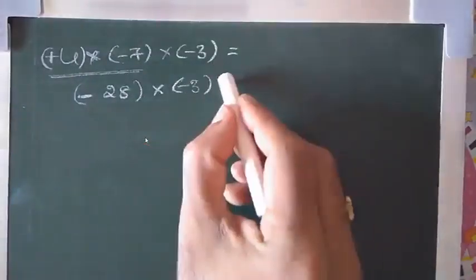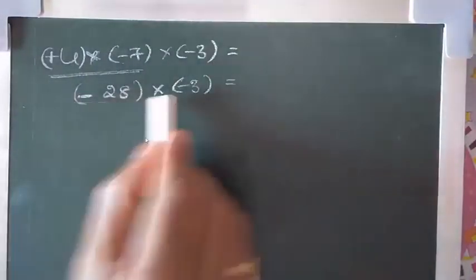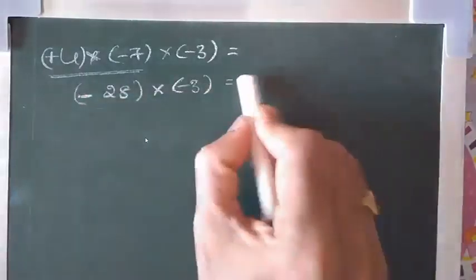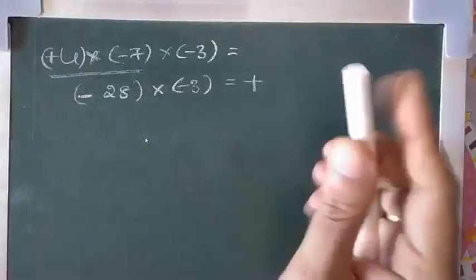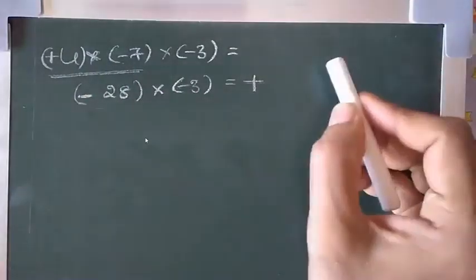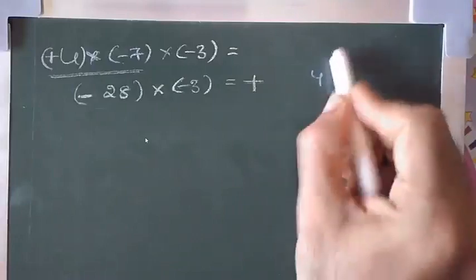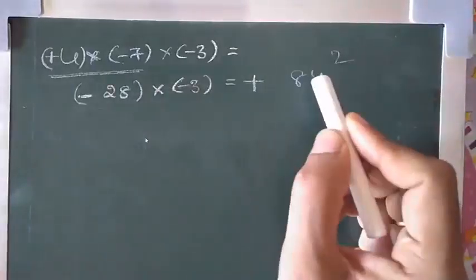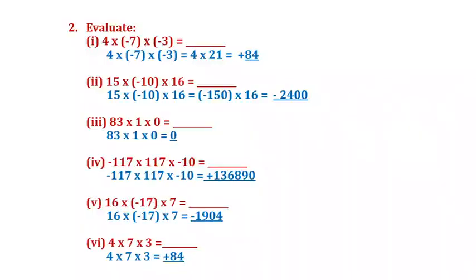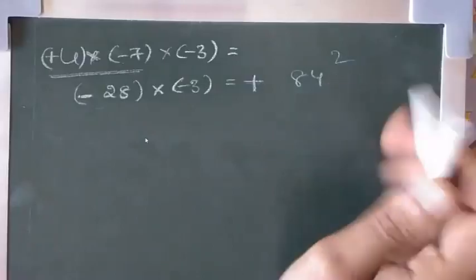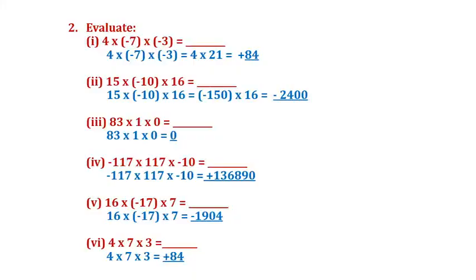So now it is again minus 28 into minus 3, which means first multiply the signs. Minus into minus is plus. Next 28 into 3. 3 8s are 24, 3 2s are 6 plus 2 is 8, so 84. So plus 84 is the answer. So next, going to the next problem, 15 into minus 10 into 16.